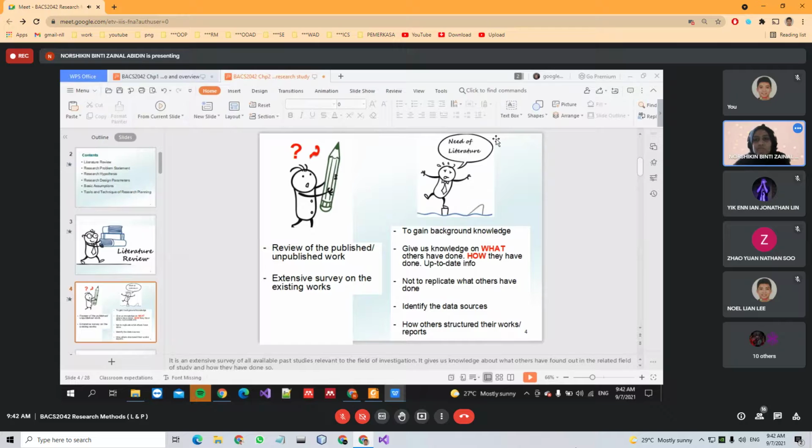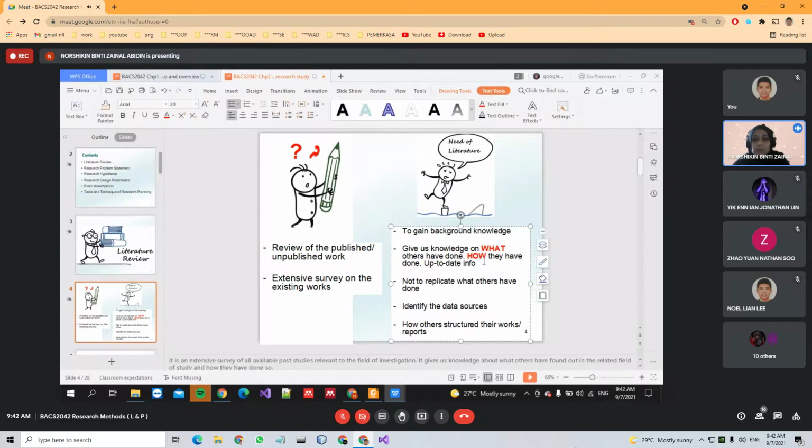And then why do you need to do LR? To gain background knowledge for you to understand more about your research based on what people have already done. Again, for us to know what people have already done, not to replicate or duplicate or copy what others have done, and then to identify the data source.